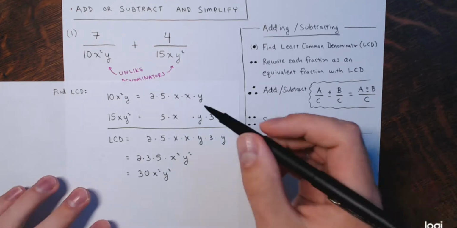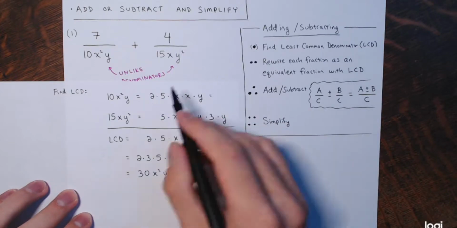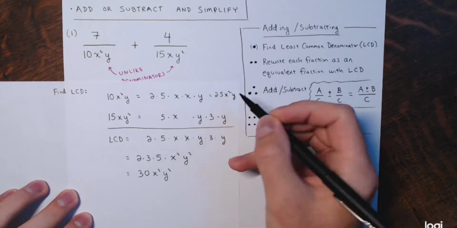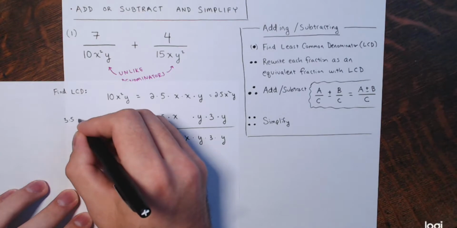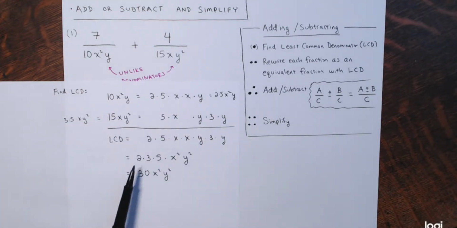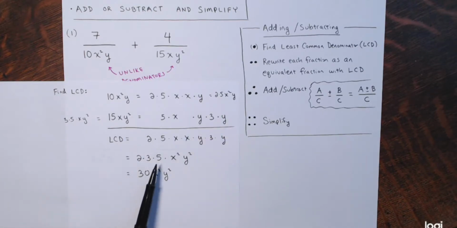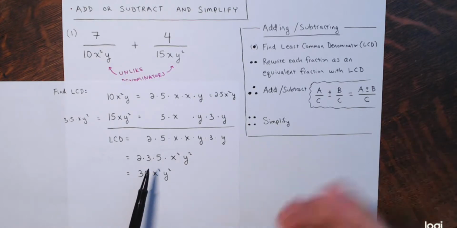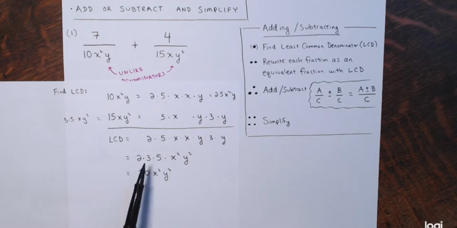Another way to do it would be to write out, this is again 2 times 5 times x squared times y, and this was 3 times 5 times xy squared. And then the LCD, you just write each factor that shows up. There's a 2 and a 3 and a 5, right? There's a 2, there's a 3, there's a 5, and don't repeat it. Just don't repeat stuff. 2, 3, 5, okay.